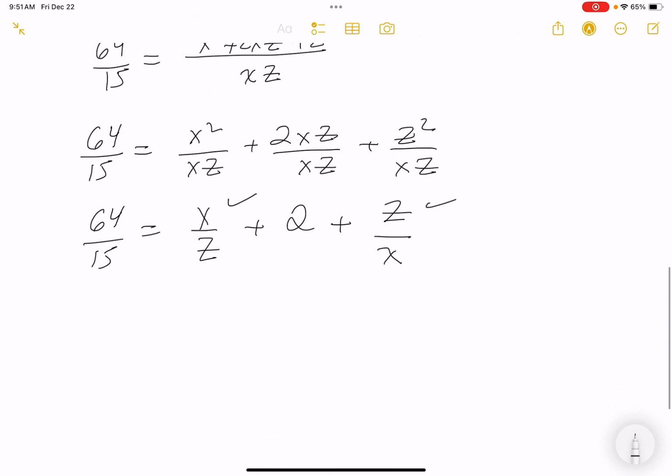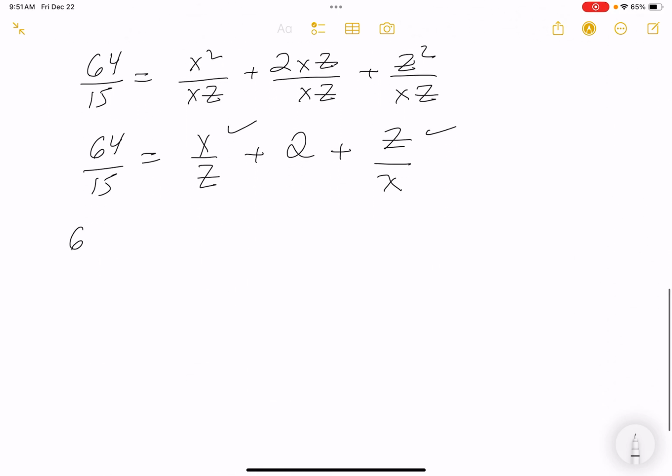What's that sum? All they got to do is take 2 from both sides now. So 64 over 15 minus 2 would be the same thing as x over z plus z over x. Let me make sure that's what they asked for. X over z plus z over x. Whoops, bless them, sorry about that. They did ask for that, and we got it.